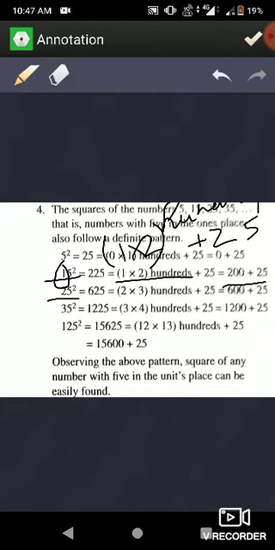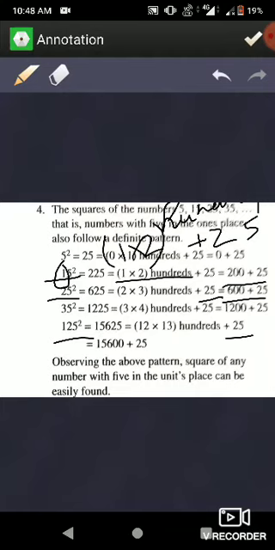25 square: first we square the 5, now it is 25, and then we multiply 2 by 3, because there is 2 now, so multiply it by 3 and then by 100. So it is 2 into 3, 6 now, and 6 into 100 is 600, and 600 plus 25 is 625. Like that 125: first we take the 5, the square of 5 is 25.